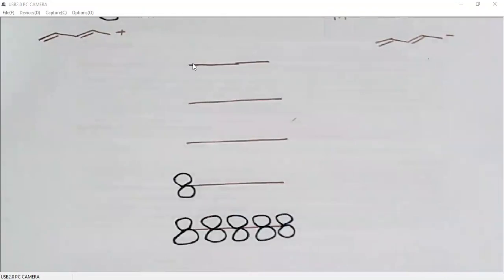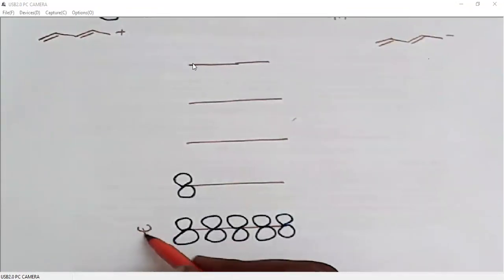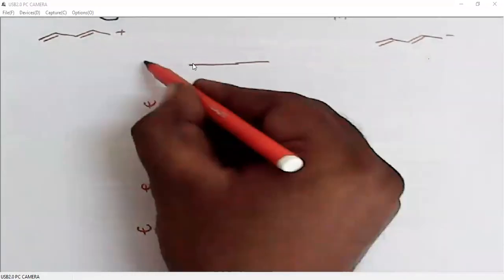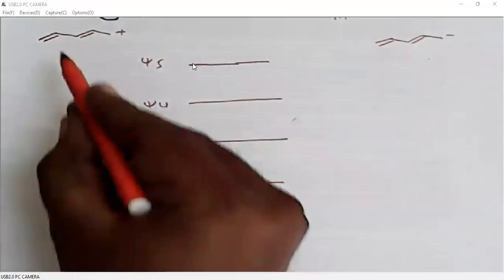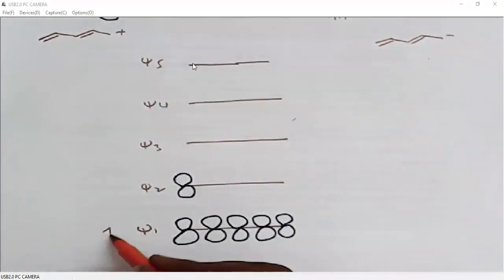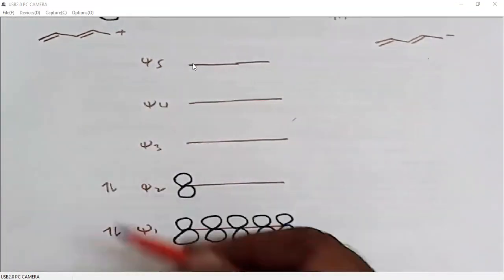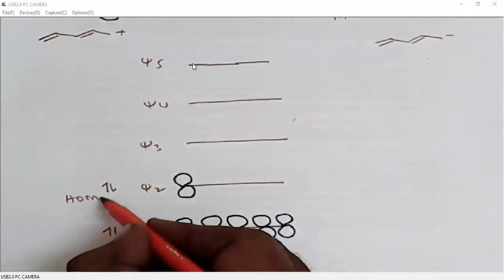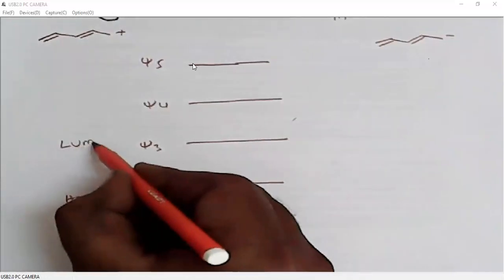Right. As I said, when you have an odd number of molecular orbitals, we must be missing some of the orbitals when we want to distribute the nodes. As I said, this is psi1, psi2, psi3, psi4, and psi5. We have only 4 pi electrons, so psi1 will be filled with 2, psi2 will be filled with 2, others are empty. So psi2 is HOMO, psi3 is LUMO.